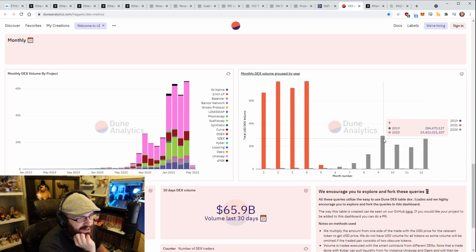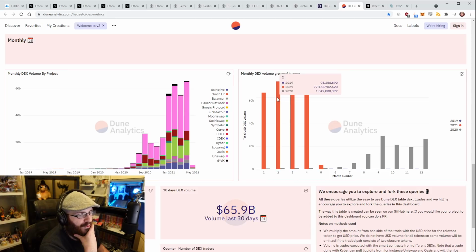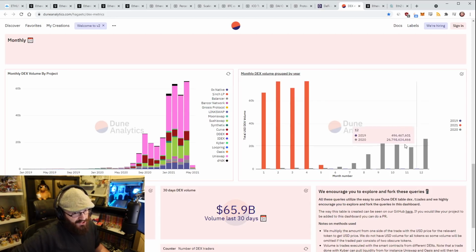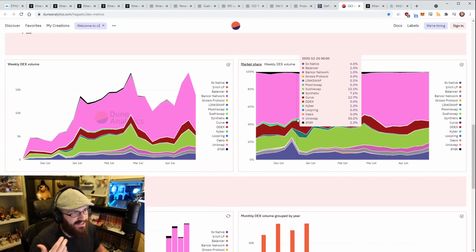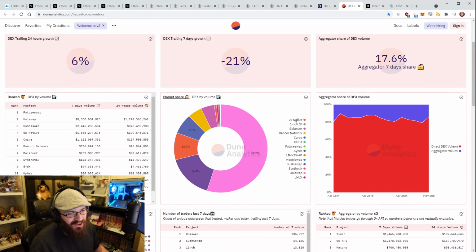2020 is in gray, and when you start getting candles of 2021, that's making gray look like nothing as well. And I think these two monthly volumes here dwarf the total volume that was done in 2020 on DEXs, which is quite cool. Now, let's see who's dominating still. And of course, it's still Uniswap.